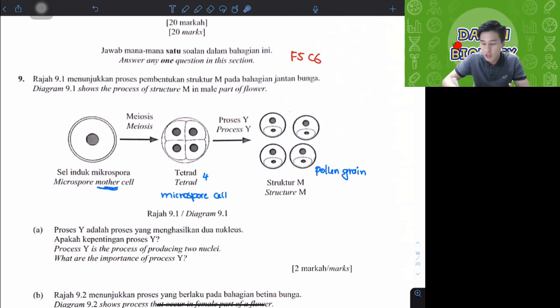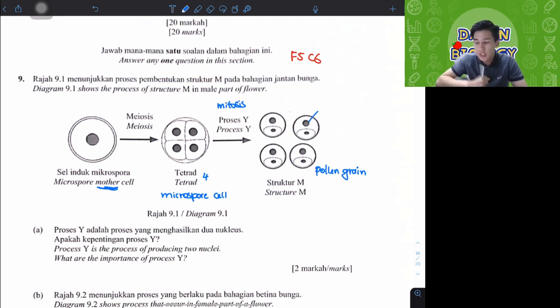So what's the meaning of tetrad? Tetrad means you have 4 microspore cells together. Then the process Y here is actually mitosis. The nucleus will undergo mitosis, and so in the end, you have 2 nuclei over here. That's what the question is asking. So the importance of process Y is to produce these 2 nuclei.